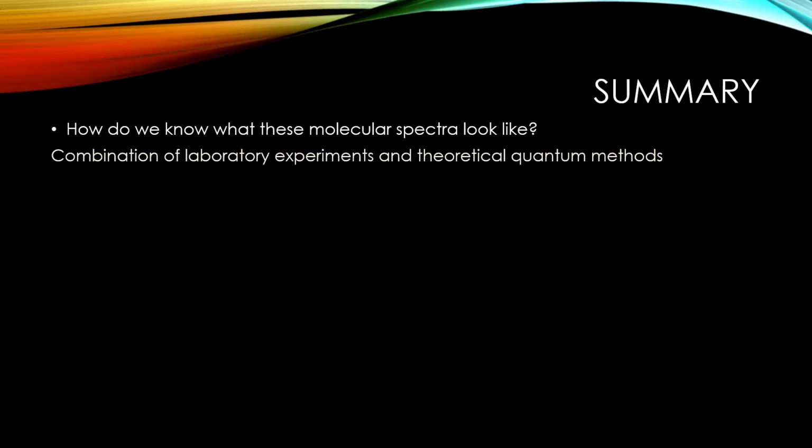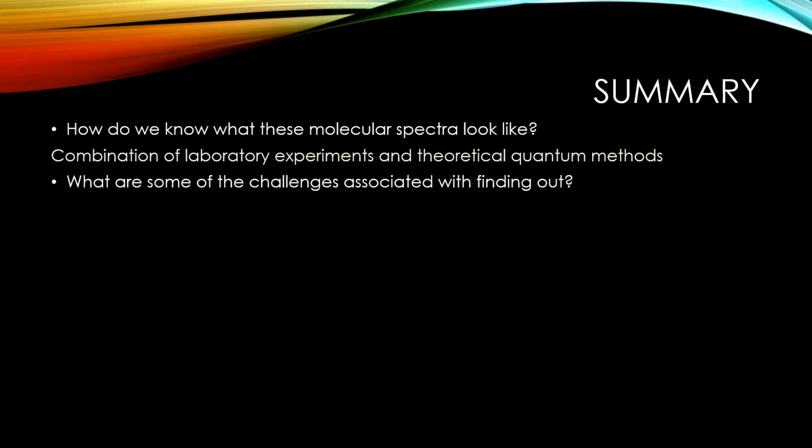So before I finish, I'd like to briefly summarize the answers to the 4 questions, which I highlighted at the start. So firstly, how do we know what these molecular spectra look like? So this is really from a combination of laboratory experiments and theoretical quantum methods, and these are complementary.